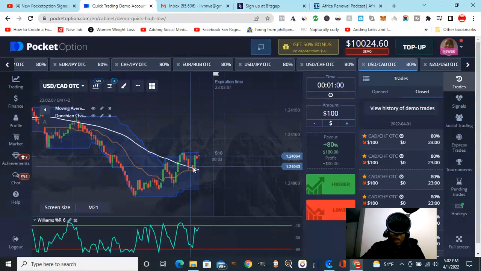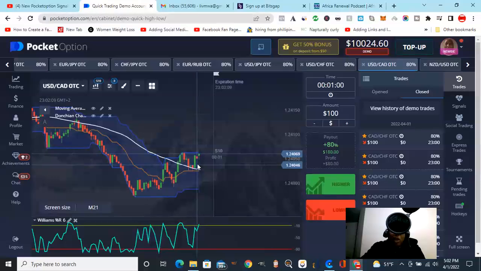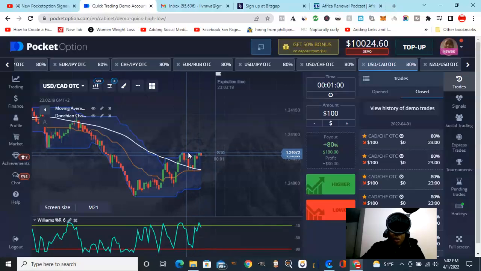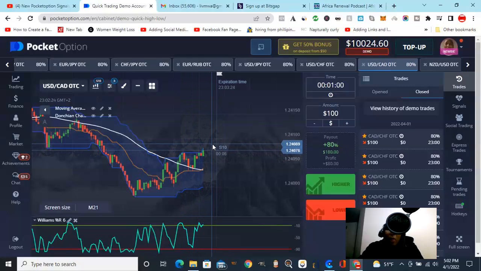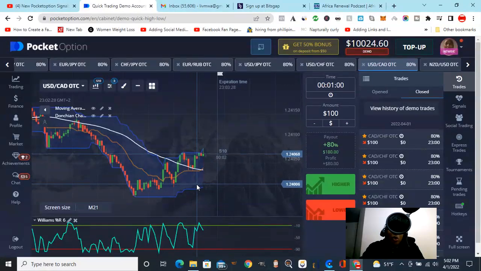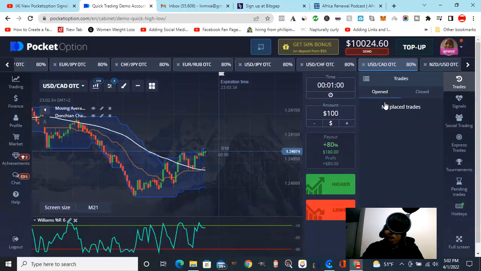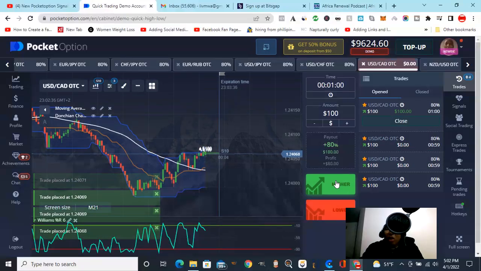Okay, so when the candles are above the moving average, then we'll be looking for buy opportunities. When they're below, you'll be looking for sell opportunities. When they're up here on the limit, hitting the outer line of the Donchian Channel, then you'll be looking for buy opportunities, and when they're down here, you'll be looking for sell opportunities. Okay, this half here is sell opportunities, this half here is buy opportunities. So let's track some trades going up.